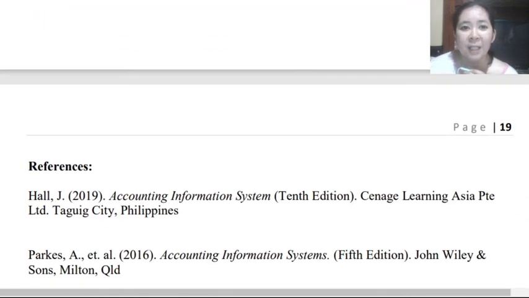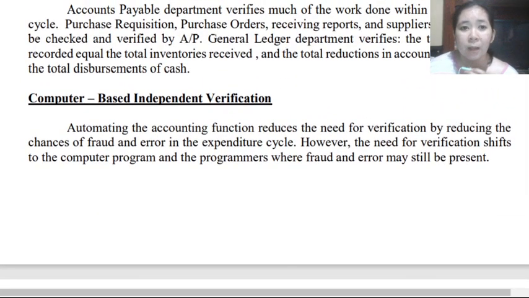For computer-based verification, automating the accounting functions will reduce the need for verification, because it reduces the chances of fraud and error in the expenditure cycle. However, the need for verification shifts to the computer program and the programmers, where fraud and error may still be present. That's the problem. That's why, again, there should be physical control over the access of these files. So those are the control systems for our expenditure cycle, specifically for our purchases and cash disbursement procedures.